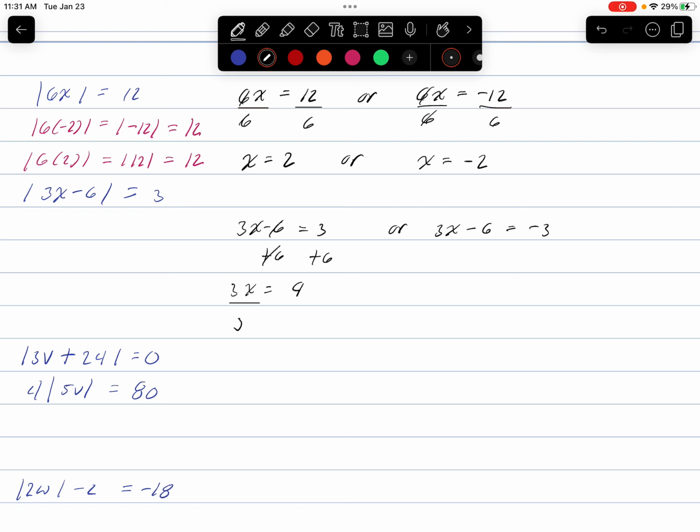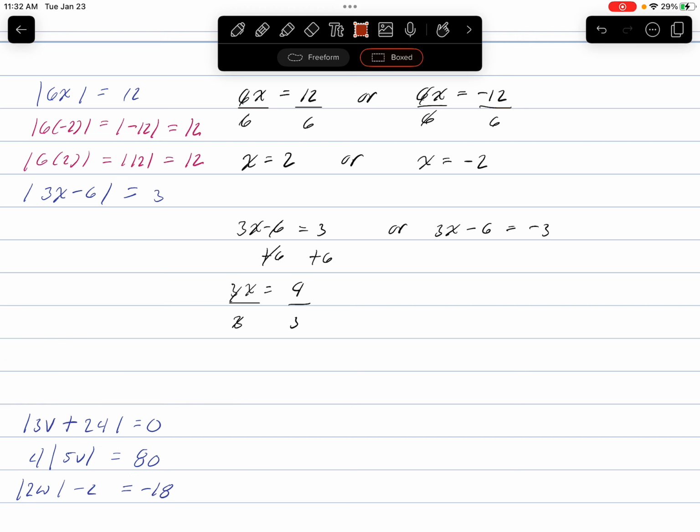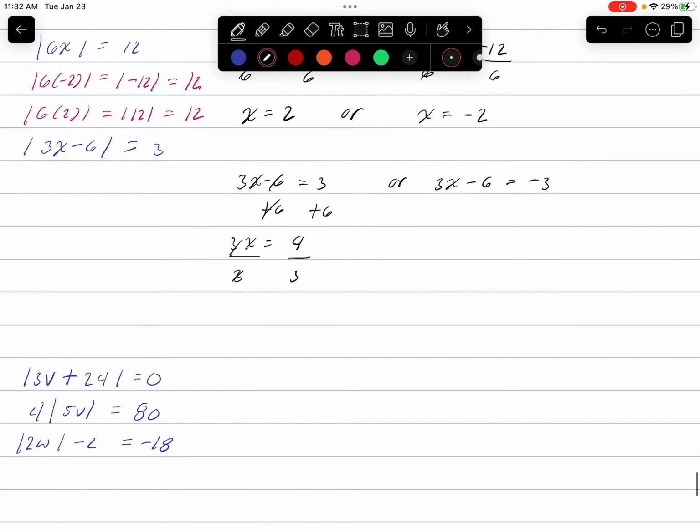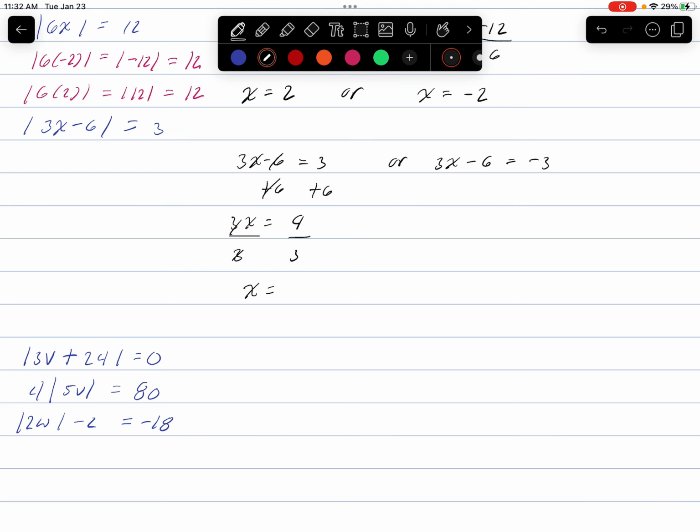We can divide both sides by 3 to isolate x, and we end up with x is equal to 3. Then over here, if we add 6 to both sides, the 6's will cancel, and we end up with 3x is equal to 3. And then we can divide both sides by 3, and we get x is equal to 1.